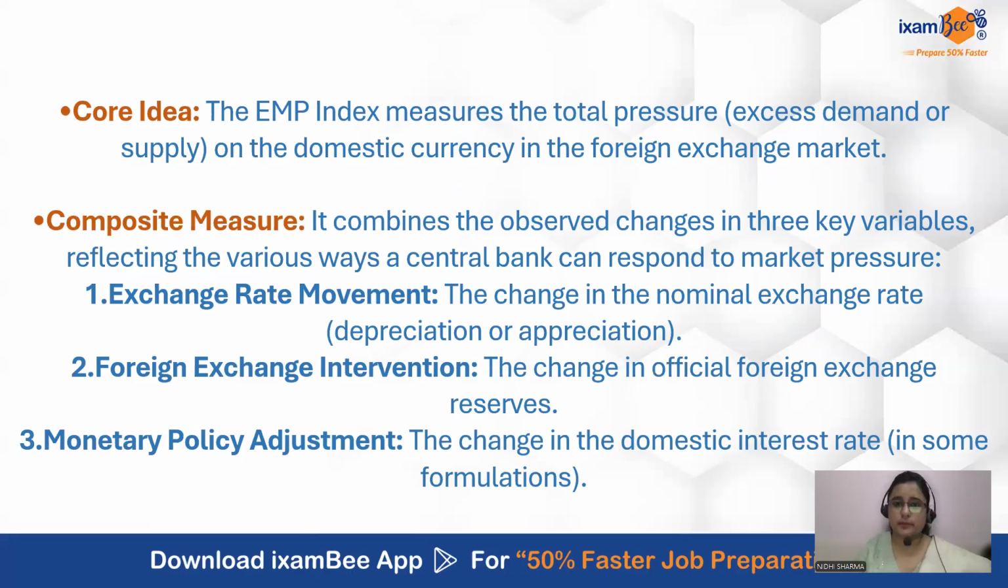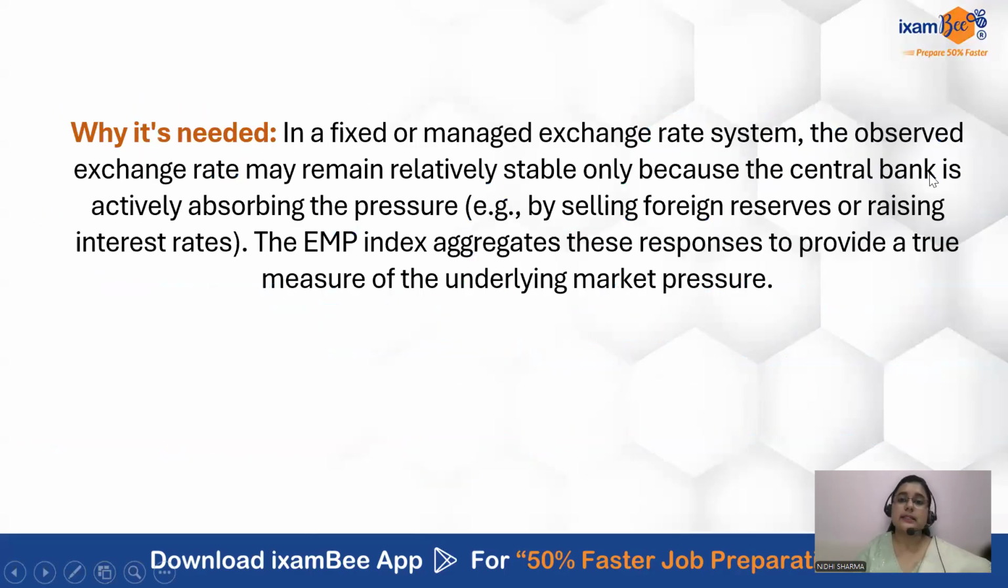So it's basically a composite measure. It combines the observed changes of three variables, reflecting the various ways a central bank can respond to the market pressure, such as exchange rate movement, the change in the nominal exchange rate, depreciation or appreciation; foreign exchange intervention, any change in the foreign official exchange reserve; and any kind of monetary policy adjustment as well, which can lead to a change in the domestic interest rate in some of the formulations. Okay, so we are going to understand it in detail.